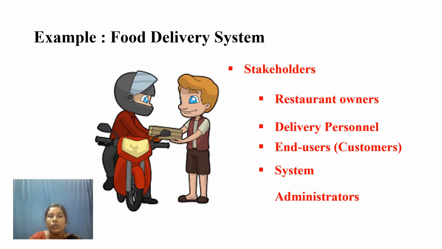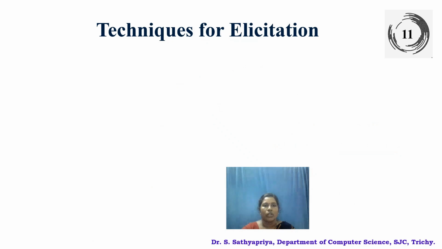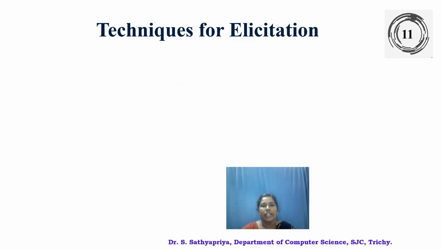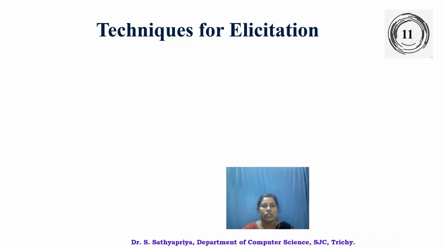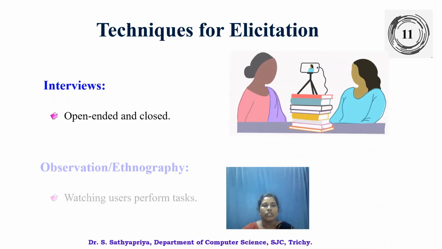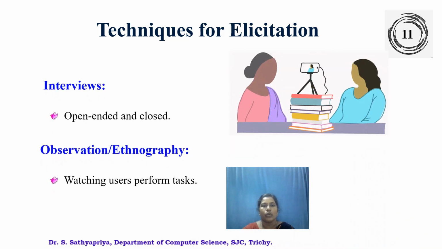So we can use some elicitation techniques like interviews and surveys, we can gather feedback and identify pain points like slow load times or difficulty finding restaurants. To collect the requirements from the stakeholders, we can use different techniques. The key elicitation techniques are interviews and observation or ethnography.